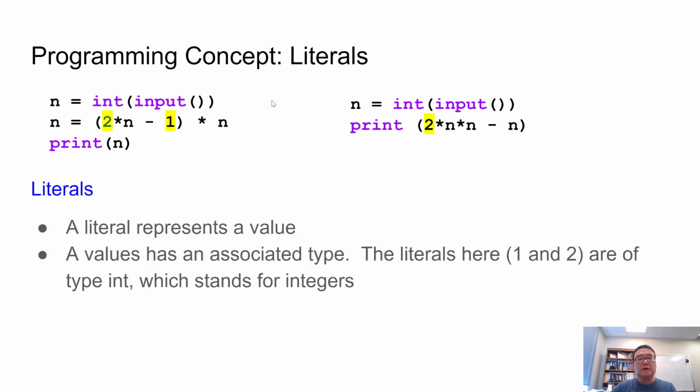Literals are constants, are values, or in the case of numbers, they're just numbers. So in this code, the literals are this 1 and 2. They represent a value, and each value will have an associated type. Here, 1 and 2 are of the type int, which stands for integers. Later we're going to see a string literal, where each literal represents a string. It's just a string of text.